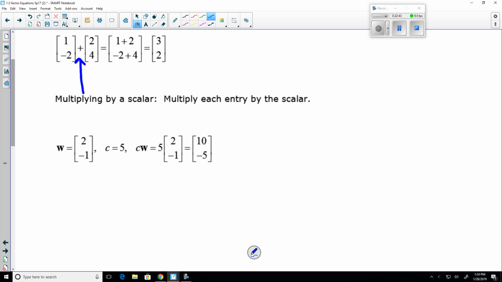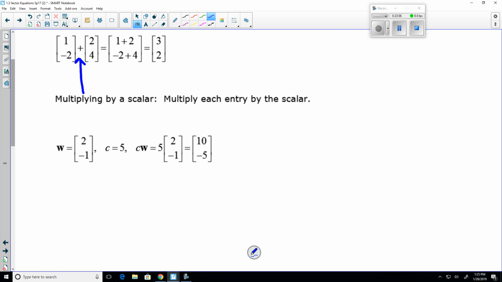So we have vector W. Notice that W is in bold, so that's a vector. And we have a constant, C. That's our scalar. And C times W is the scalar times the vector. You're going to multiply each entry by that constant to get the new vector.